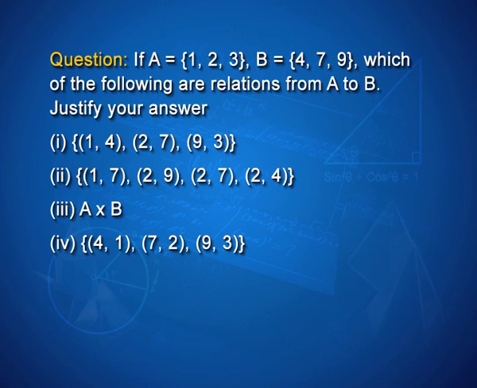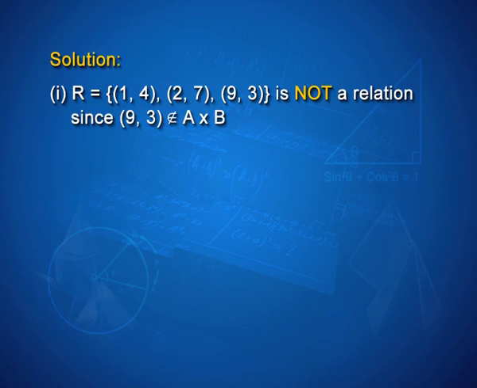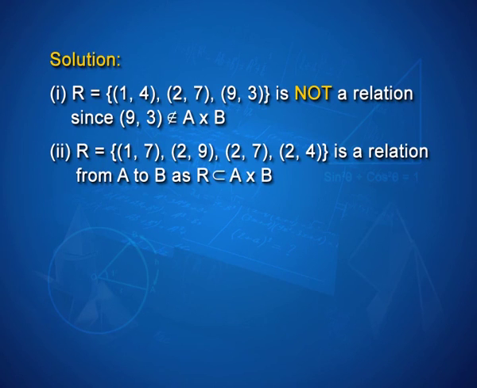Is this a relation? For this set to be a relation, you must make sure that it is a subset of A cross B. At the same time, each element of this relation must be an element of A cross B as well. So, if you see closely, (9, 3) does not belong to A cross B, because 9 comes from set B. So, (9, 3) actually belongs to B cross A, and therefore, R in our first part is not a relation.